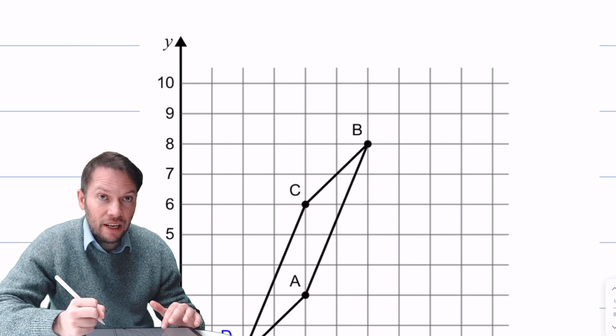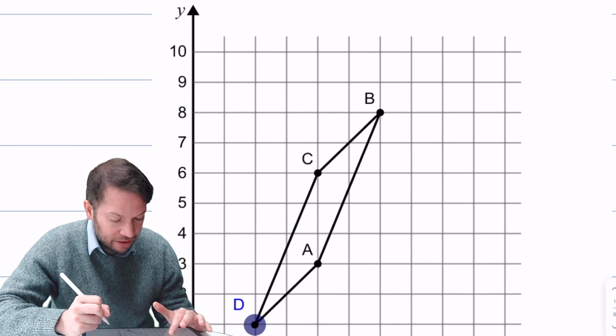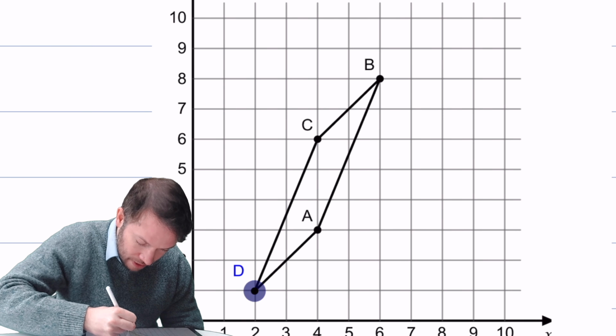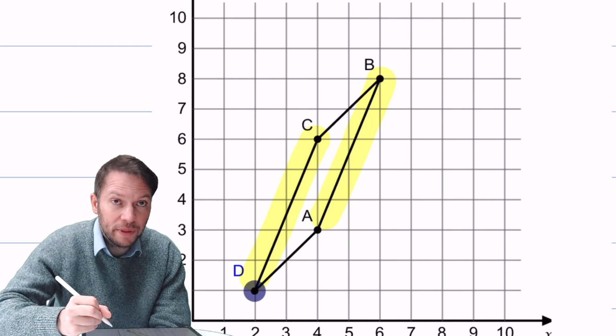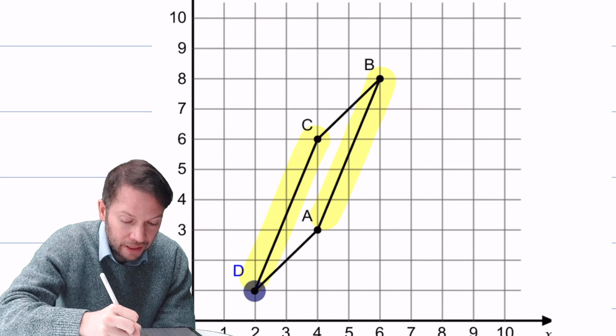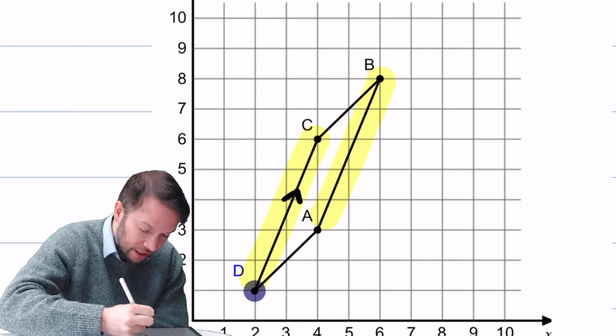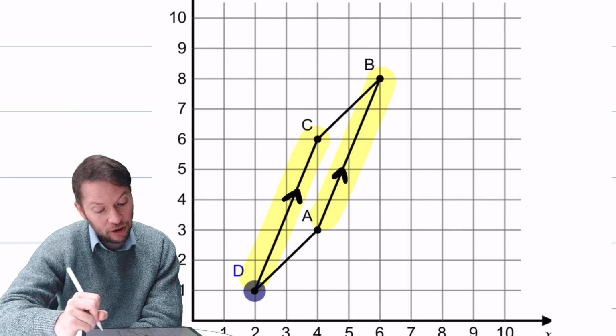Okay, the last one, a parallelogram. Let's remember what a parallelogram is. The opposite sides, so for example, this side and this side, have got to be the same length and they've got to be parallel. Remember, parallel is the same direction. So I'm going to put a little arrow like this to say that they're parallel. They're in the same direction. And they look it, don't they?